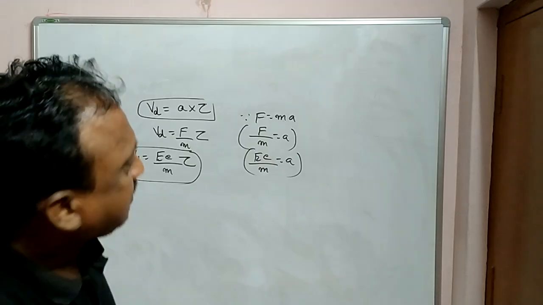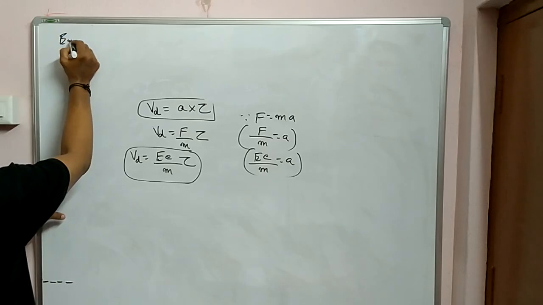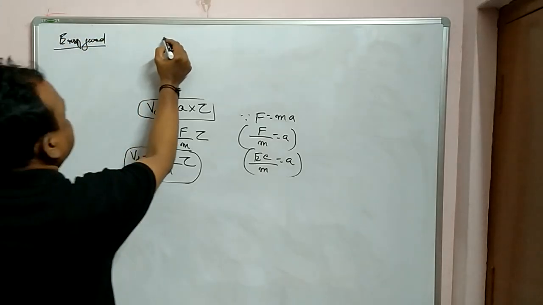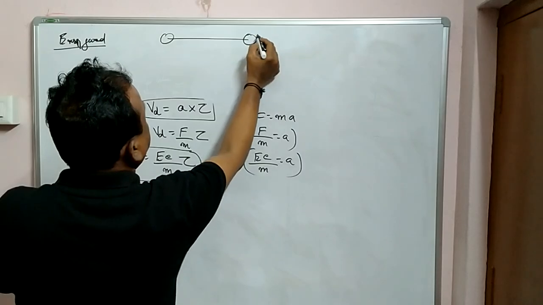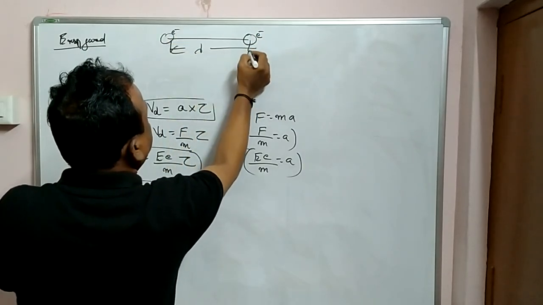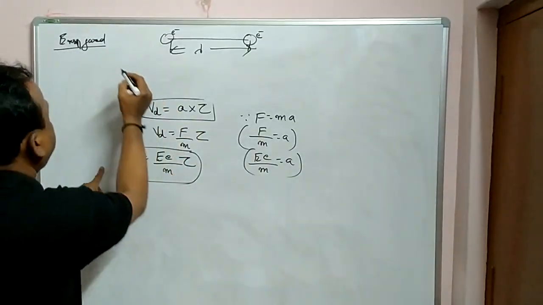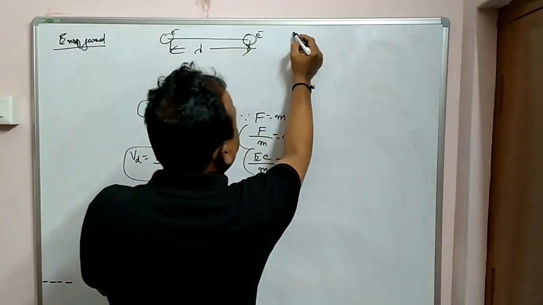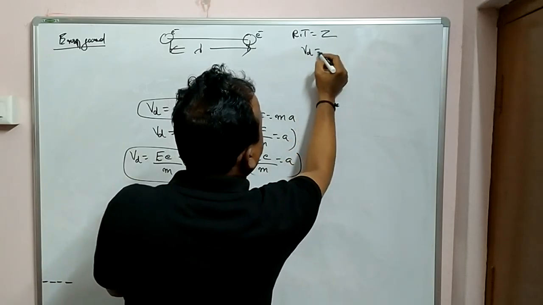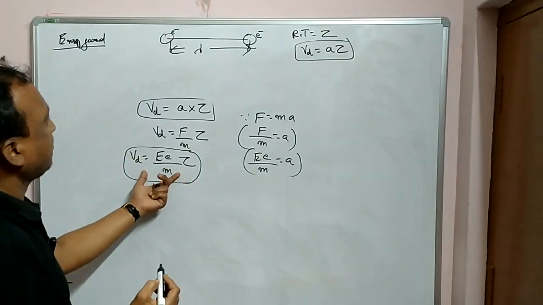One more thing, that is energy gained. How to get energy gained? See, when the electron is colliding, between two successive collisions, you are saying the relaxation time as tau, and you got Vd is equal to a into tau, and also finally this equation.